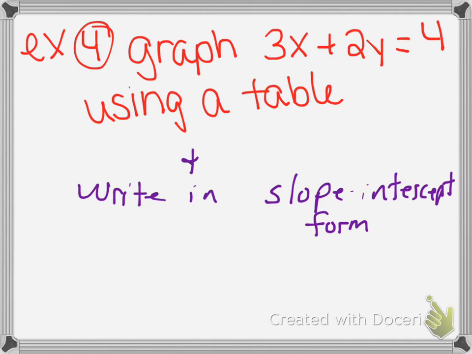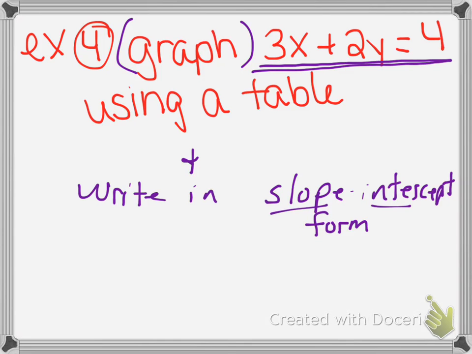Alright, now what I want to do is graph using a table, but I want to add to this. I don't like looking at something that's not in slope-intercept form. It's hard to read. If you can identify the slope and the y-intercept, it's really easy to graph, because that's our whole goal here, right? We want to graph. And we're going to use a table. Let's look at 3x plus 2y equals 4.